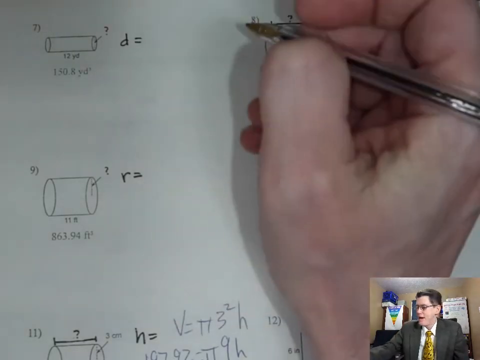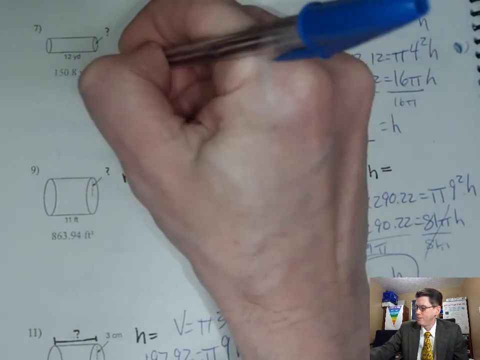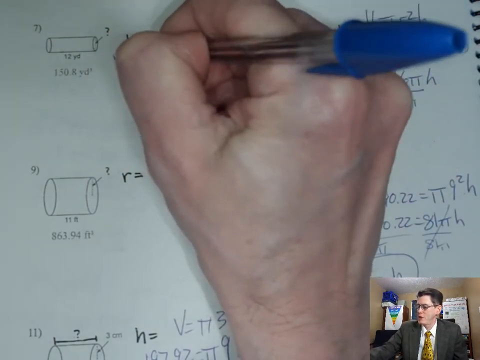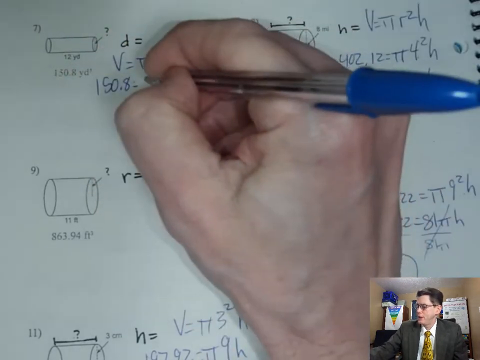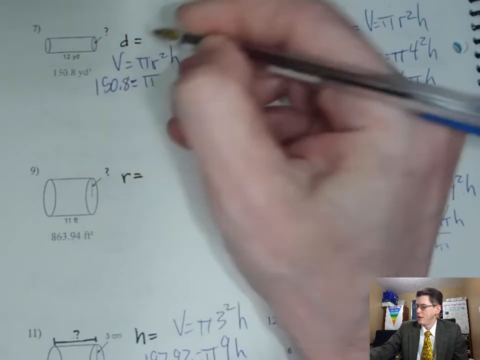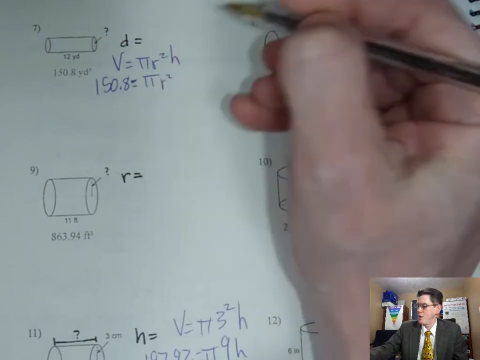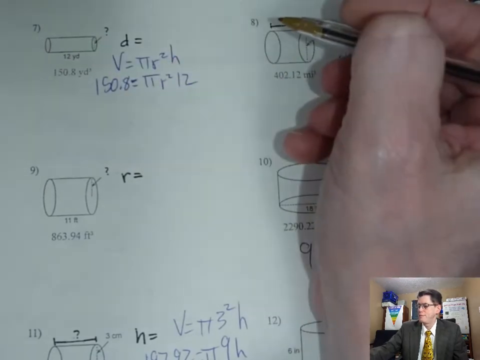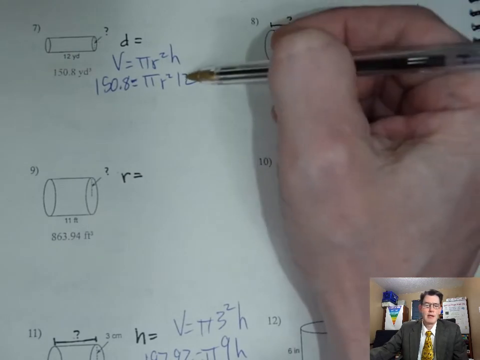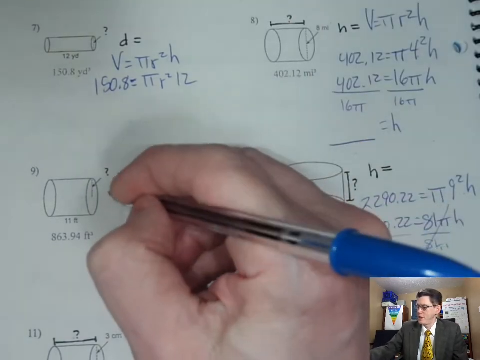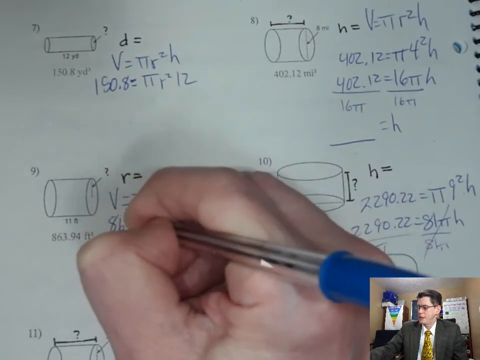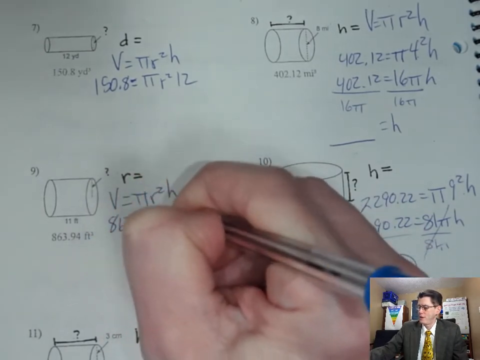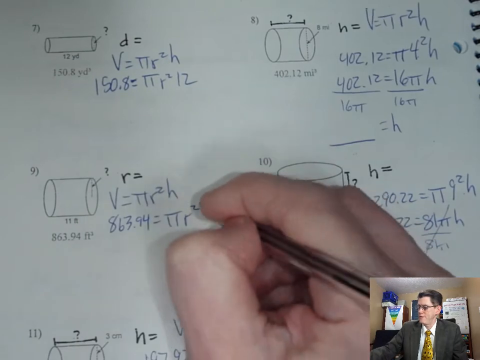All right. Having done that, the volume is pi r squared h. So the volume is pi, radius, we don't know it, squared, times the height, which is 12. Did you write that equation? On this one, did you write the equation? The volume is pi r squared h. So 863.94 is pi r squared 11. Did you write that?